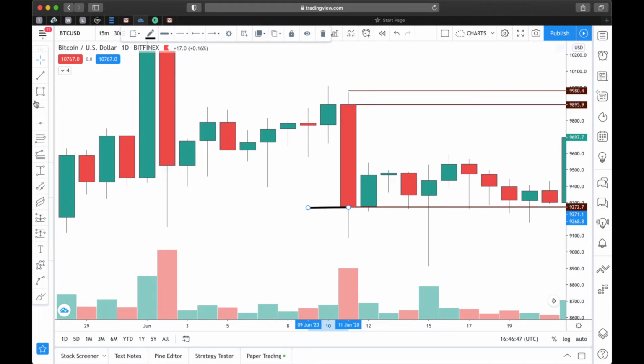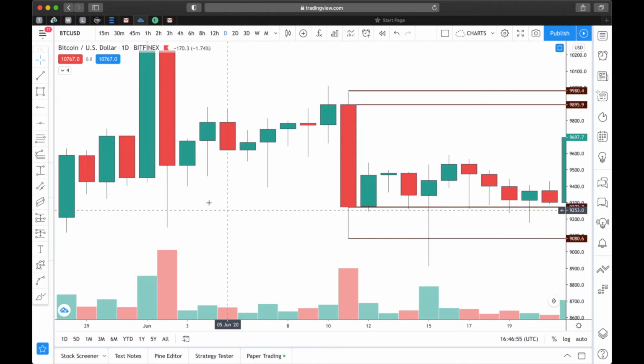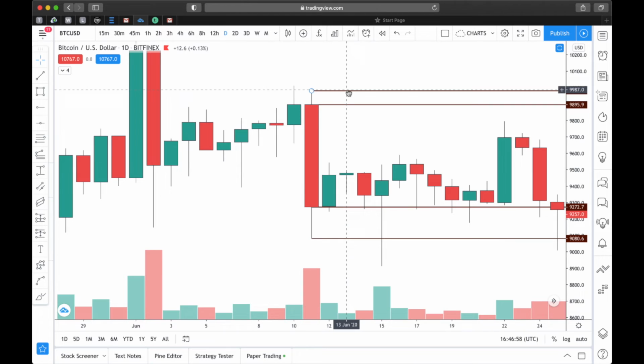9,272. Then the low price is what? The low price is $9,080. Do you understand? So those are the 4 price points. This is the high, the opening, the close, and then the low. Those are the 4 price points.